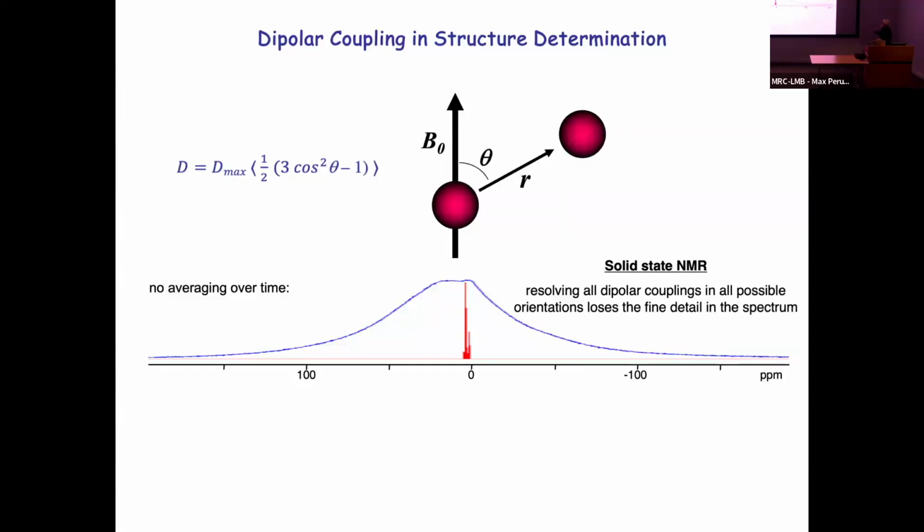If we don't average these spins and their orientation over time, in other words, if we have a solid state sample where all of these molecules are just sitting in their own orientation, what we would see is that we resolve all of the dipolar couplings in all possible orientations. This is the typical sort of dispersion of frequencies that we would get in the solution state NMR spectrum, where the dipolar coupling terms have disappeared. But in the solid state, we lose all fine detail in that spectrum because it's dominated by these massive dipolar coupling terms. So solid state NMR becomes a very different technique.